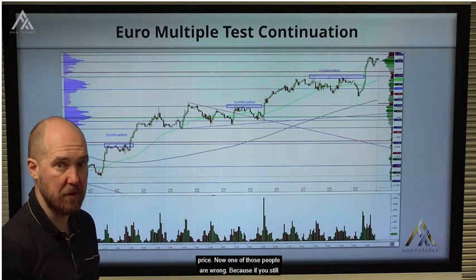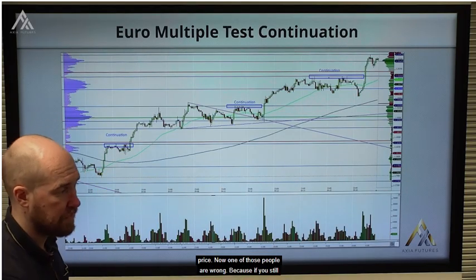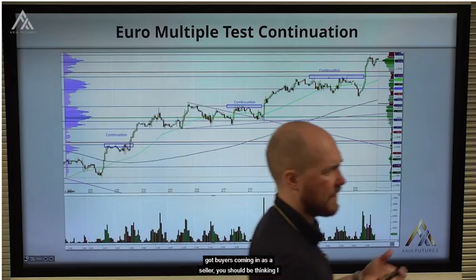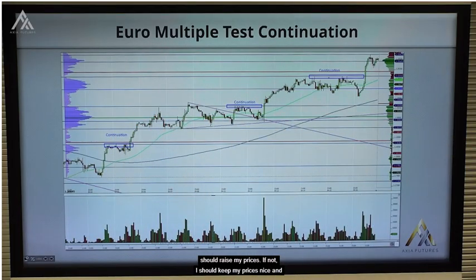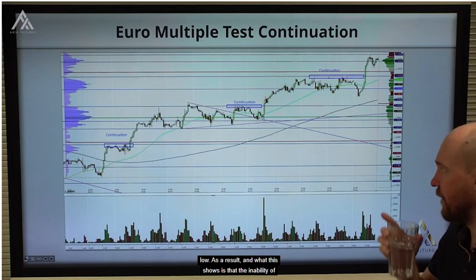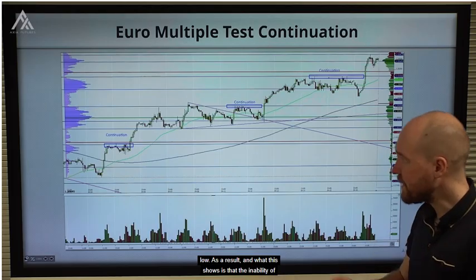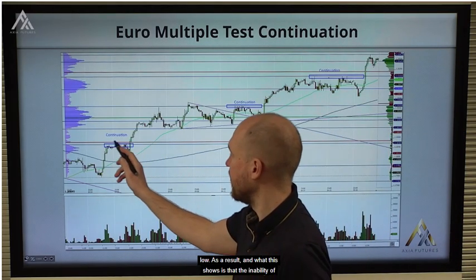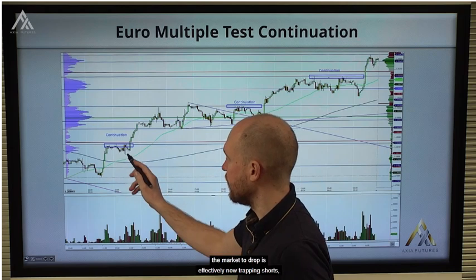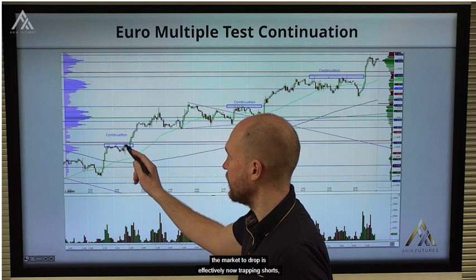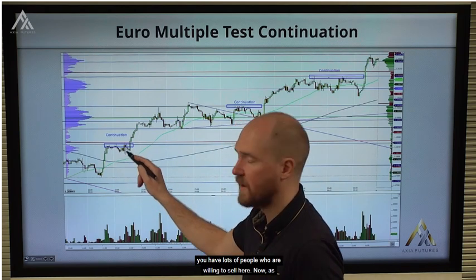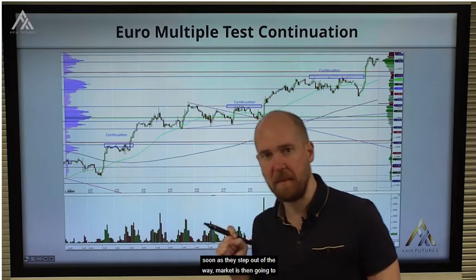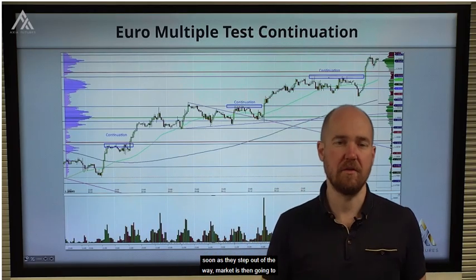Now, one of those people is wrong. Because if you've still got buyers coming in, as a seller, you should be thinking, I should raise my prices here, not I should keep my prices nice and low. As a result, what this shows is that the inability of the market to drop is effectively now trapping shorts. You get lots of people who are willing to sell here. Now, as soon as they step out of the way, the market is then going to break.